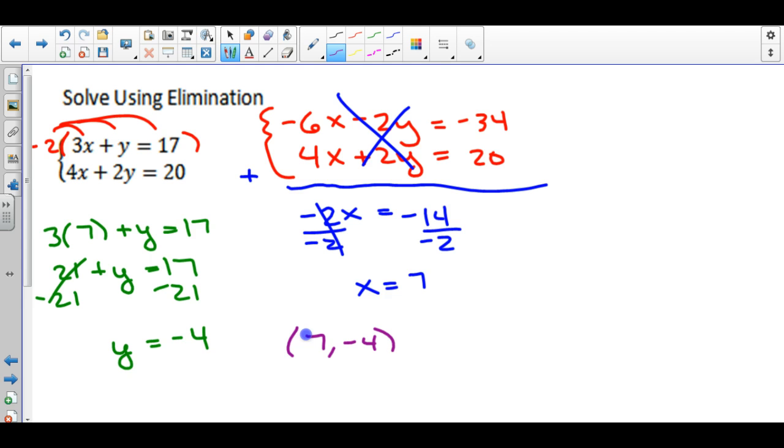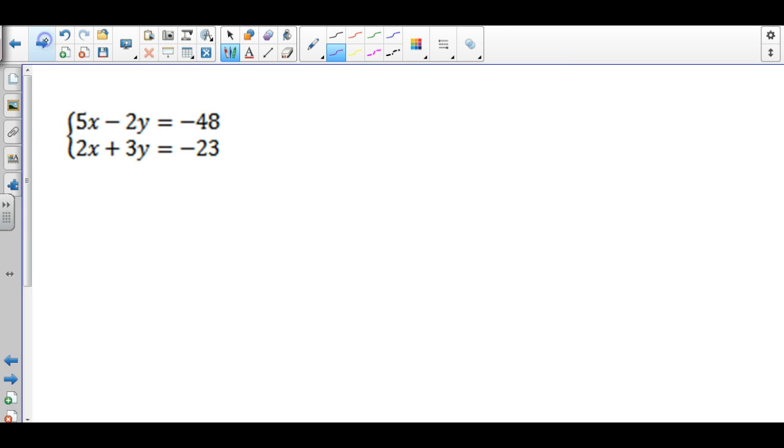Okay, and also another vocab word just to touch up on. Since we do have a solution, we call this a consistent system. If we had infinitely many solutions, we still technically have a solution. You would just end up with one line on top of another, and that would mean it would still be a consistent system. The only time you have an inconsistent system is when you have two parallel lines that will never touch and never intersect each other.